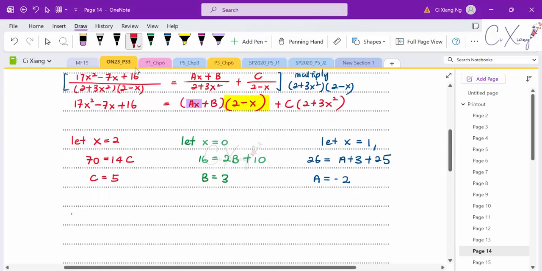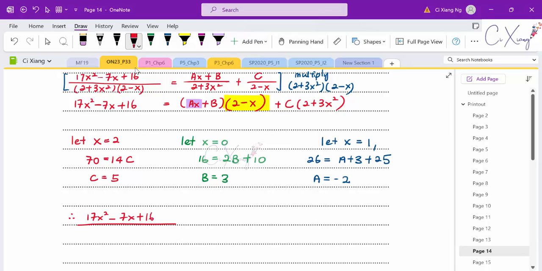And now we can rewrite again in the complete form of the answer, where your 17x squared minus 7x plus 16 over this one is equal to ax plus b. So I put the positive value first as I'm having 3 in front, then minus 2x divided by 2 plus 3x squared. Then plus c. c is 5, so it should be 5 over 2 minus x. So this is the partial fraction that we get.